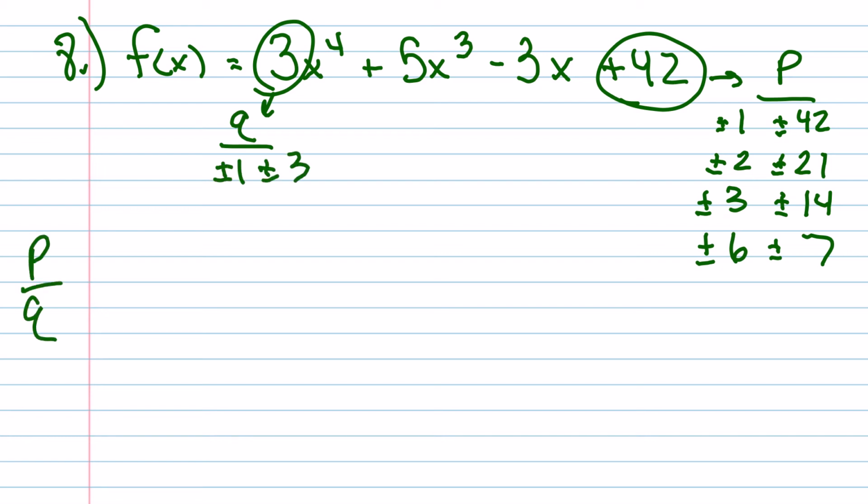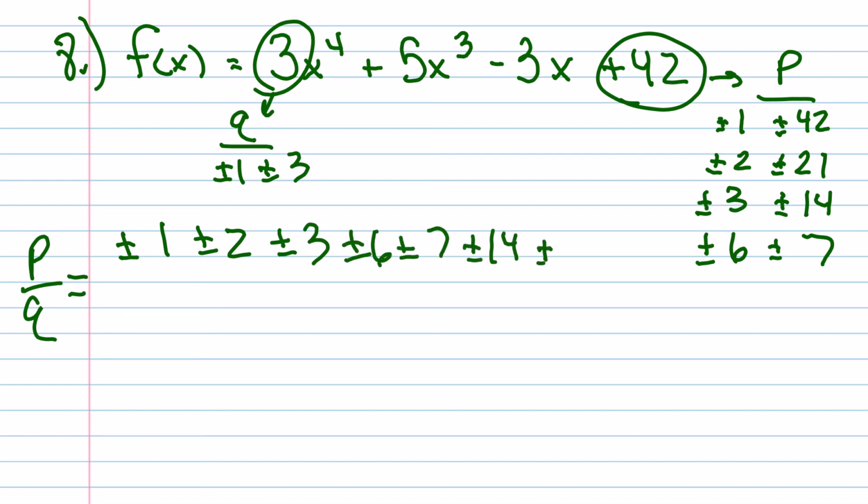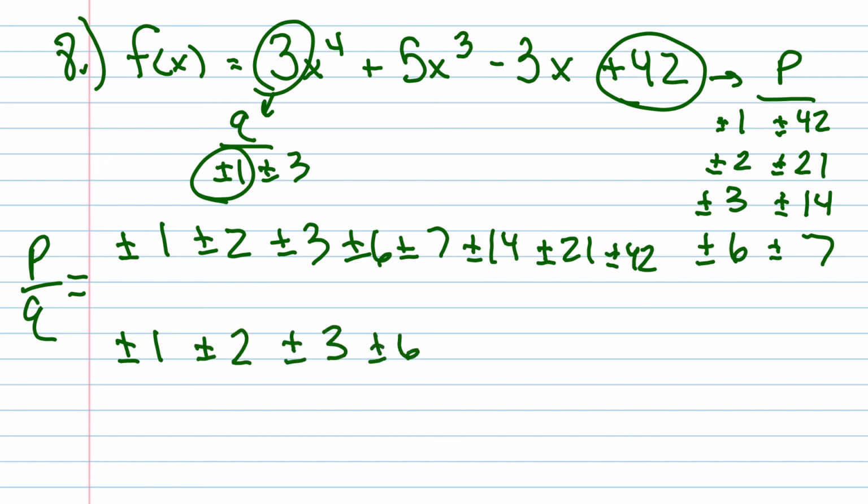So when I do my p's over my q's, I write them all once, plus or minus 1, plus or minus 2, plus or minus 3, plus or minus 6, plus or minus 7, plus or minus 14, plus or minus 21, plus or minus 42. And I do them all over 1, which means I just leave them exactly the same. I'm not even going to write the fraction bar this time, because you don't have to if it's over 1. Because anything over 1 is itself. Then, I write them all again, plus or minus 1, plus or minus 2, plus or minus 3, plus or minus 6, and keep on going.